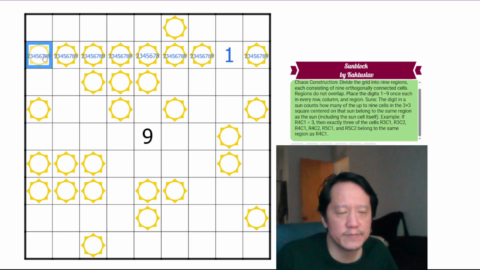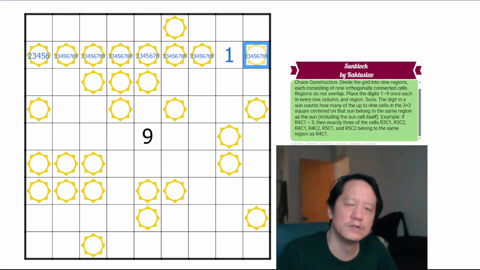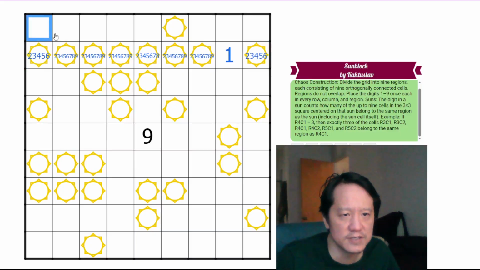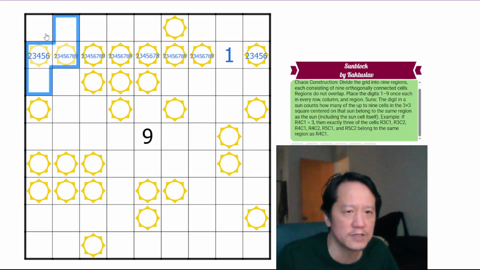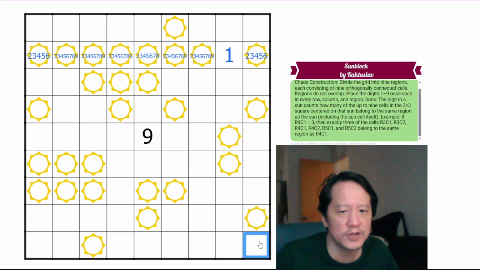These digits must be on the edges, can only be 2 through 6. Right? Because we only have 6 cells in the 3x3 box that's centered on it. There's nothing in the corner, so we don't have to worry about that.